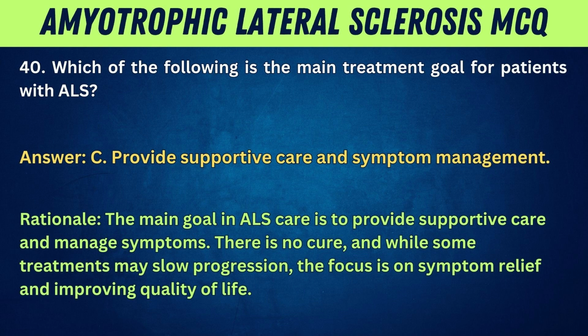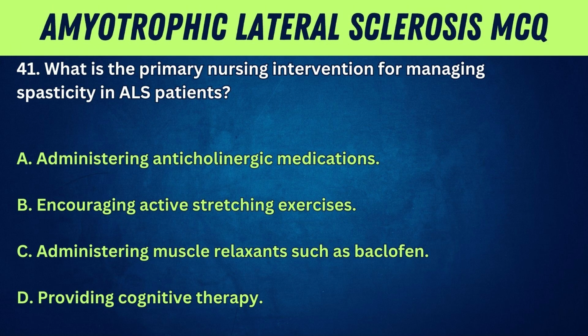Rationale: the main goal in ALS care is to provide supportive care and manage symptoms. There is no cure, and while some treatments may slow progression, the focus is on symptom relief and improving quality of life. 41. What is the primary nursing intervention for managing spasticity in ALS patients?